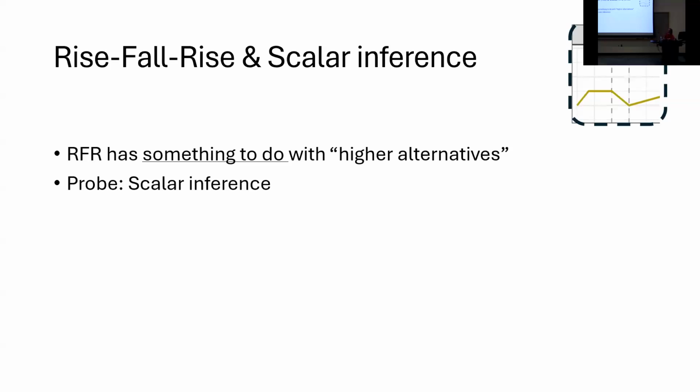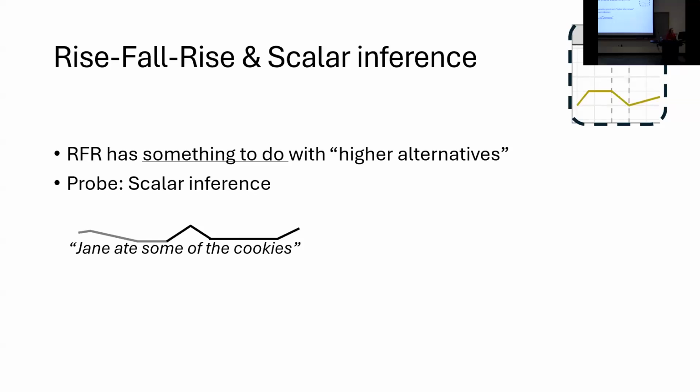And in the literature on the meaning of these, there are a lot of different opinions about what this contour means. But they seem to all converge on something to do with alternative interpretations of the proposition, and especially with alternatives which are higher on some scale. So to probe this, we're going to use tasks of scalar inference, which I'll tell you about in just a moment.